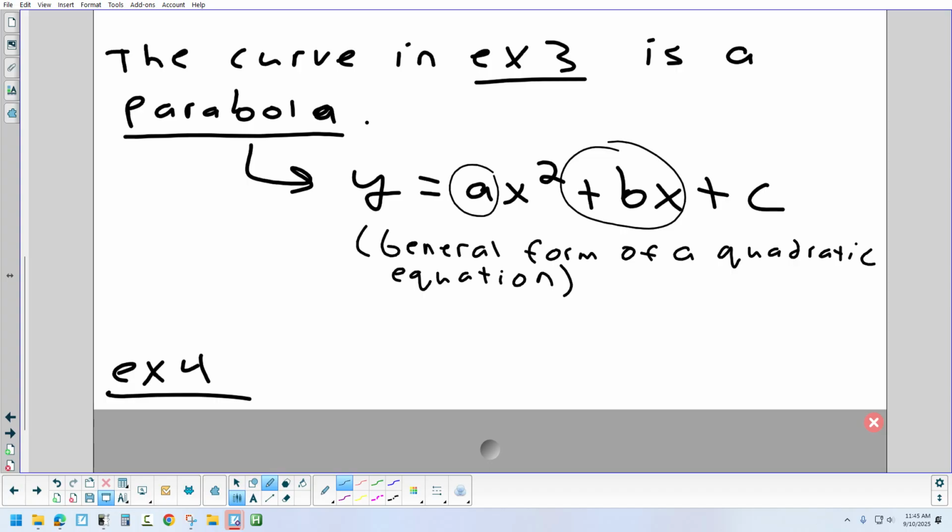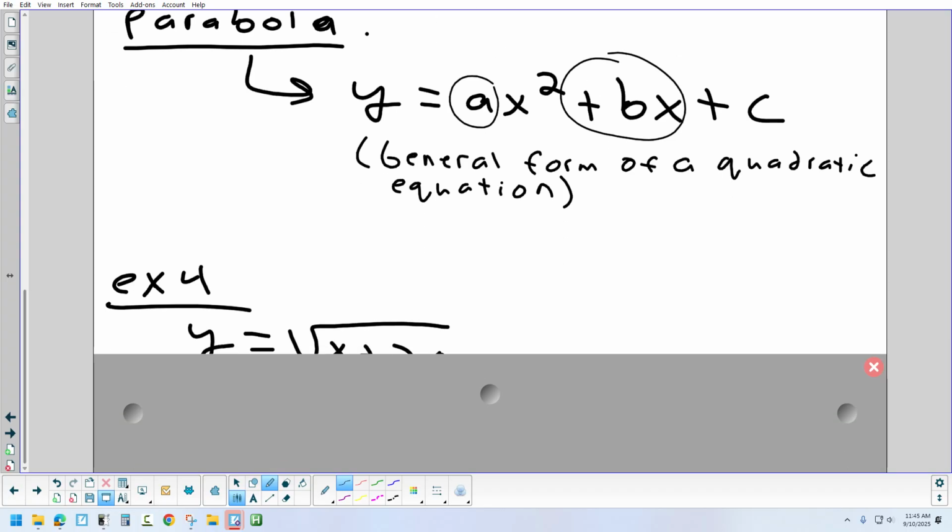Now, a quadratic equation has the squaring function. What function is related to squaring? The inverse side. Yep, square rooting. So now we're going to draw a square root function.